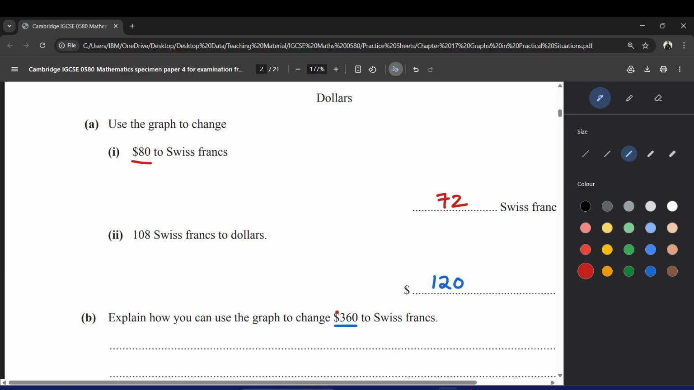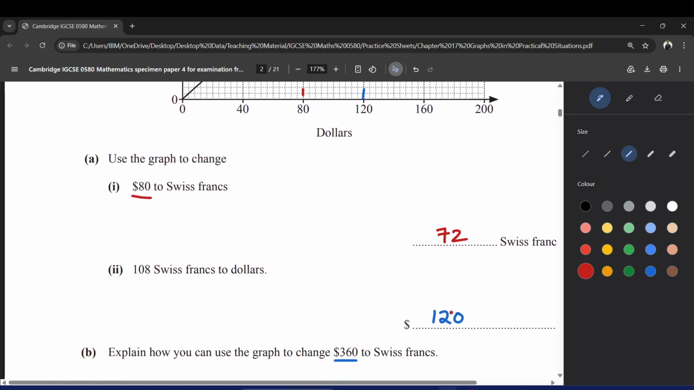Number one is that in part two, we already worked out $120, right? So 360 divided by 120 is equal to 3. I know that $120 is equal to 108 Swiss francs. So if I multiply 3 by 120, that would be $360. So if you multiply 3 by 108 Swiss francs, that will give you the equivalent of $360. That's method number one.